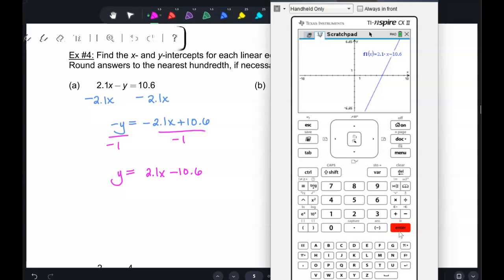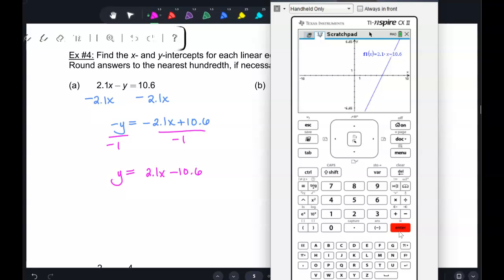Rachel, we're doing one now and you want another one. Guys, we're graphing this line. I don't know how to do this. Okay, we're just typing menu, 2.1x minus 10.6. Do I press enter? Yeah. Wait, but then negative 10.6.